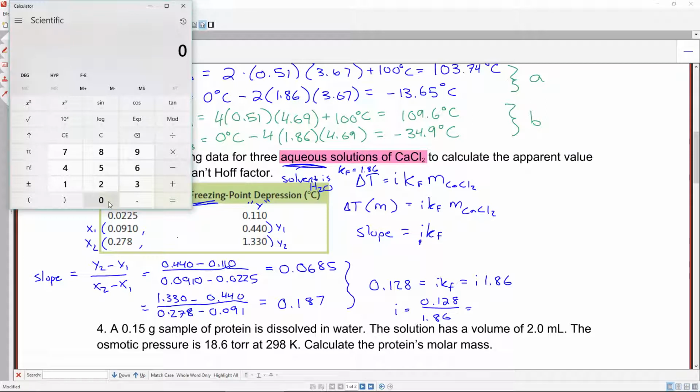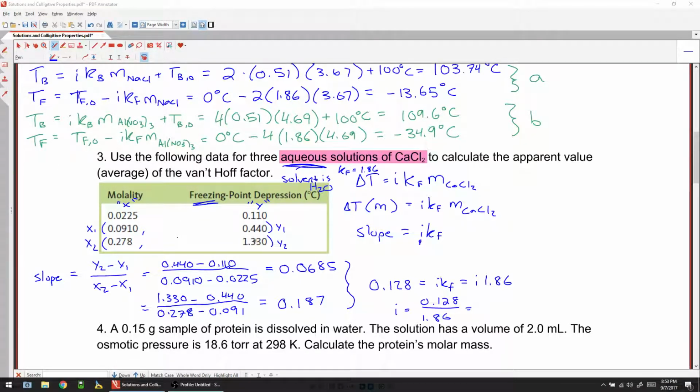Clear. 0.128 divided by 1.86. Nope, that's not what I meant to do. I'm going to try the reciprocal of this and see what happens. 1.86 divided by 0.128. 14. Okay, maybe that's completely wrong. Okay, hold on. Maybe I have calculated one of these incorrectly.